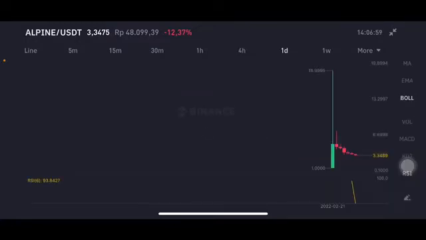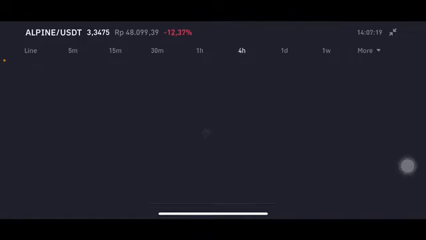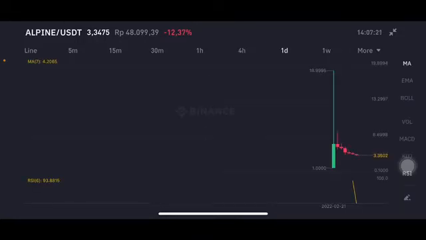We're going to go from the 4-hour chart to the daily chart. The daily chart here is already in a 6-day correction, so don't enter first. If you want to enter, at least wait until the coin has been launched for 3 to 4 weeks, or 1 month. For the daily chart, it is basically in an overbought position.